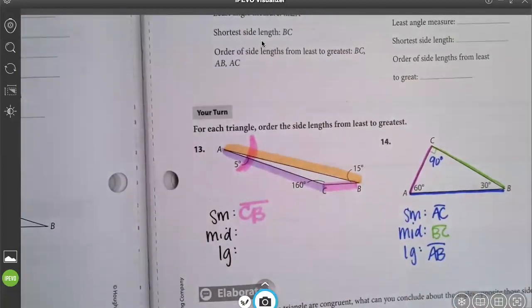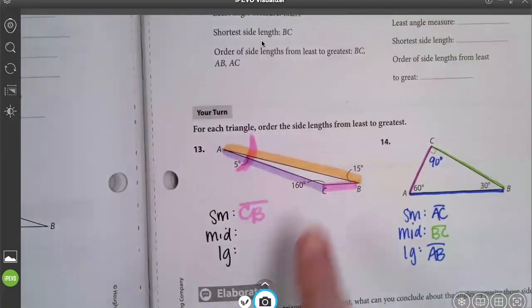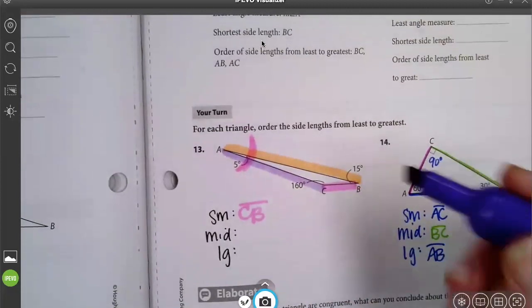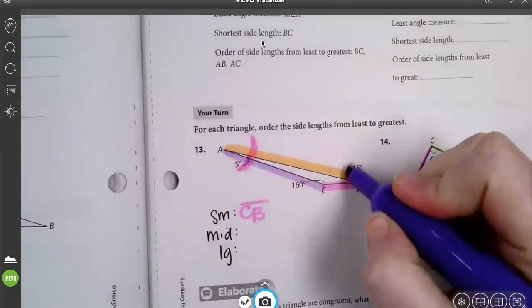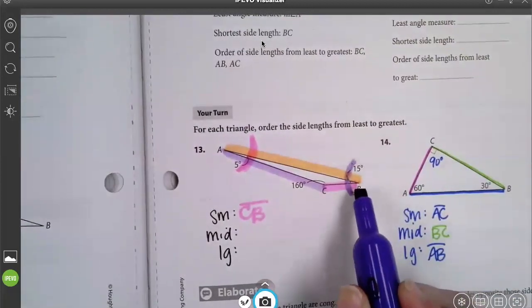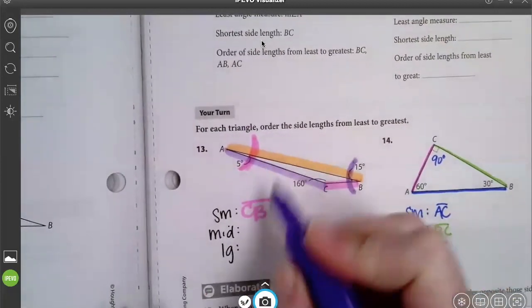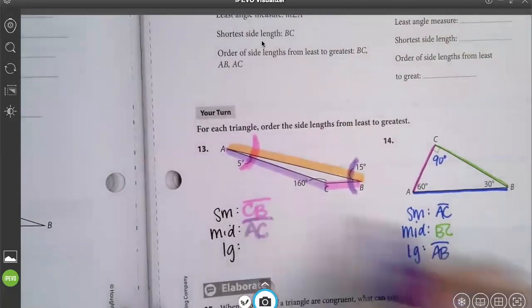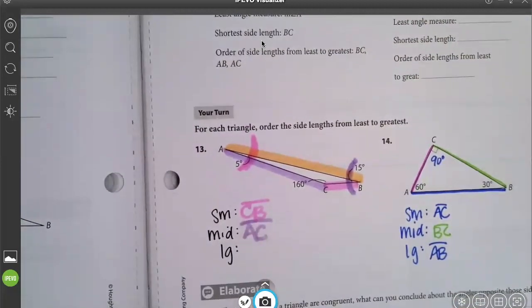Our middle side is going to be across from our middle angle. Well, if our only two remaining options are 60 and 15, the next smallest is going to be 15. So 15 is across our triangle from this purple line, AC, which means AC is our middle side.